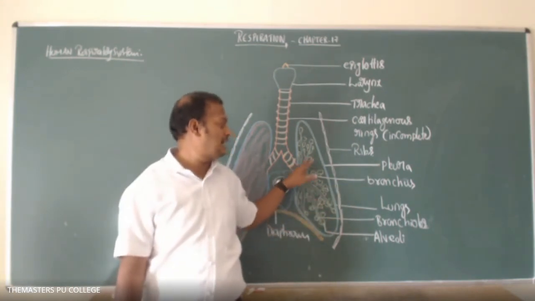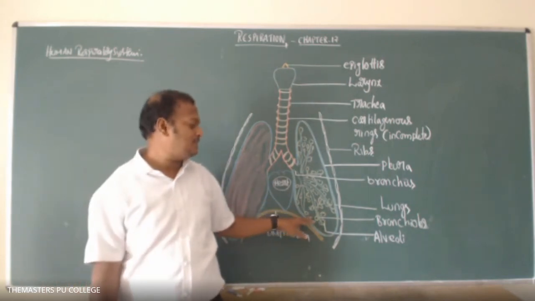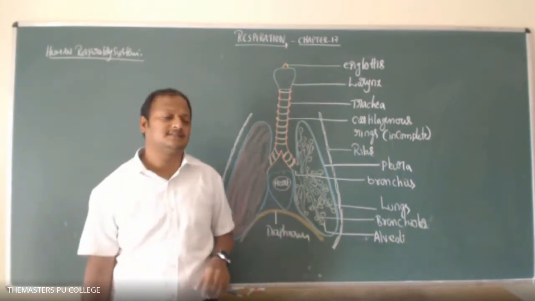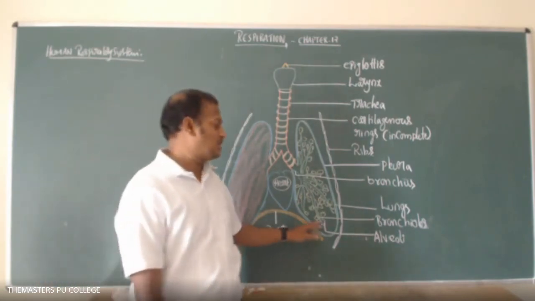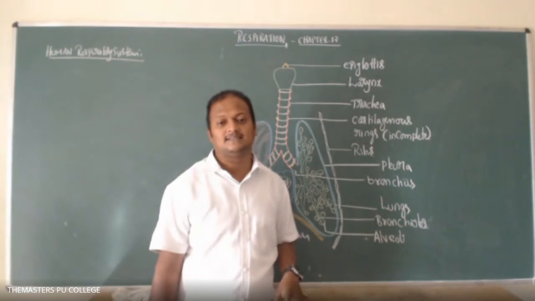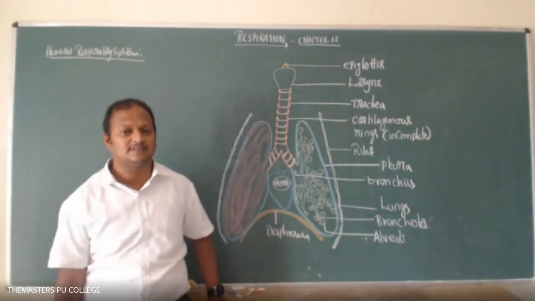So these are all bronchioles. Next, the bronchioles end in small air sac-like structures. Those are called alveoli. In the alveolus only, the gaseous exchange takes place.